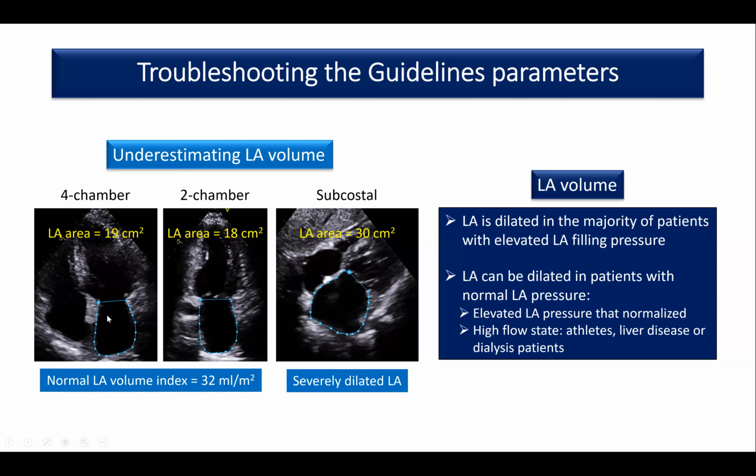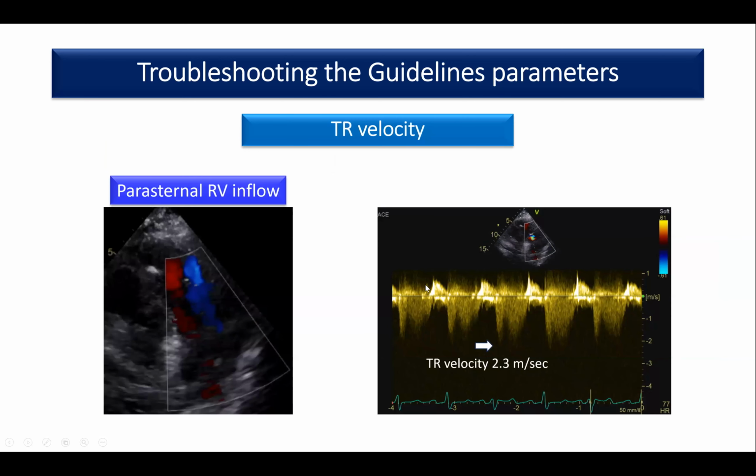Okay, so what's happening in this patient is that the left atrium is foreshortened in the 4-chamber and the 2-chamber views. Therefore, if you go through the guidelines, we're going to report left atrial volume index as being normal, whereas the left atrium is severely dilated. Okay, it's really important to know that the left atrium is dilated in the majority of patients with elevated LA pressure, but the left atrium can be dilated as well in patients with normal LA pressure. A patient could have elevated LA pressure that normalized, or they can, for example, have a high flow state for a number of reasons. So you see, this is a major shortcoming of the guidelines, that we can easily underestimate LA pressure.